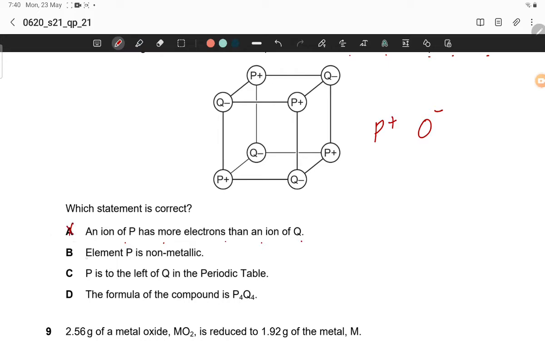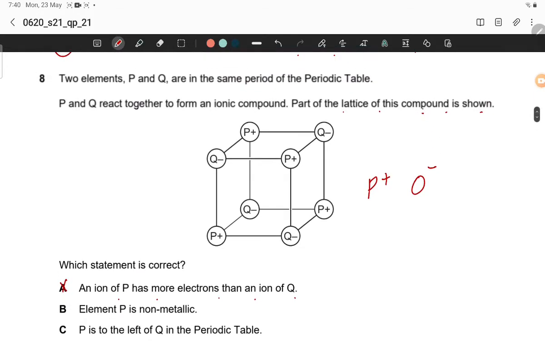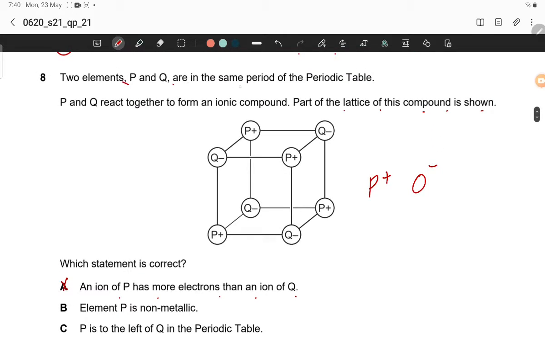It is incorrect because P and Q are two elements in the same period of the periodic table, so it has more electrons, P carrying positive charge and Q negative charge. So Q gains one electron and P loses one electron, so that's why Q has more electrons than P. Element P is non-metallic? No, element P carries a positive charge, so this is a metal.